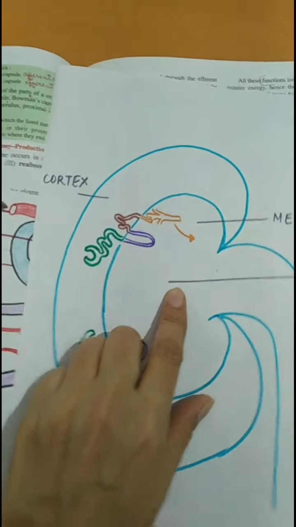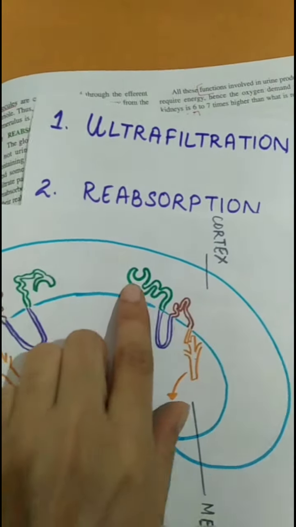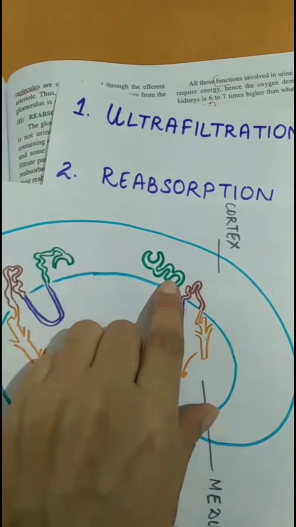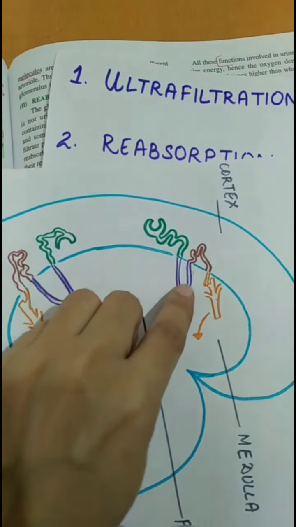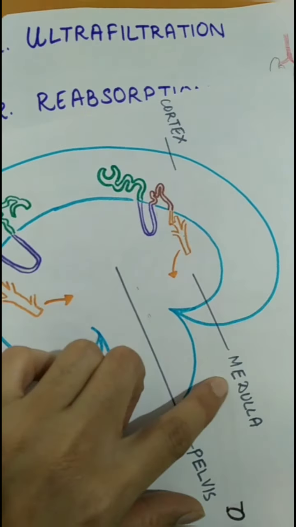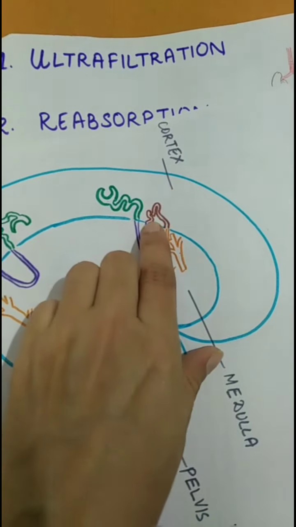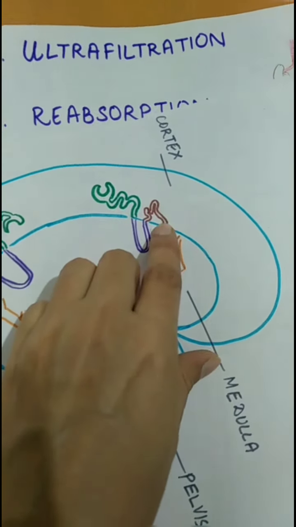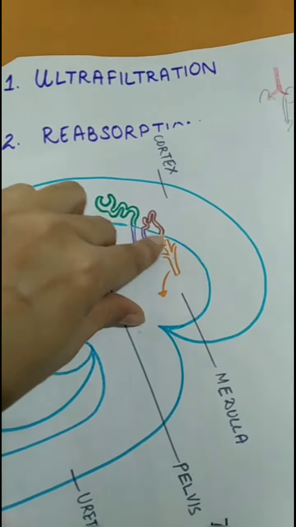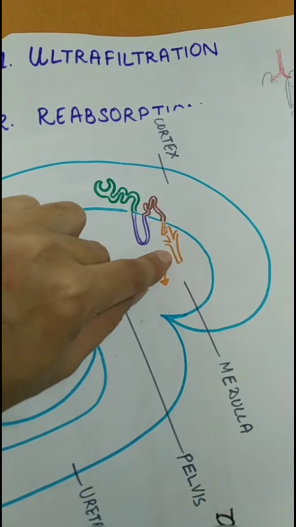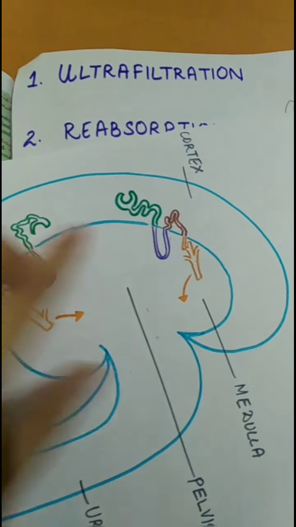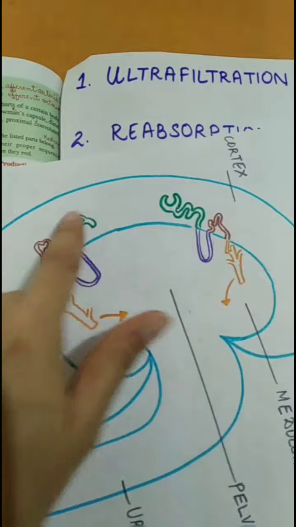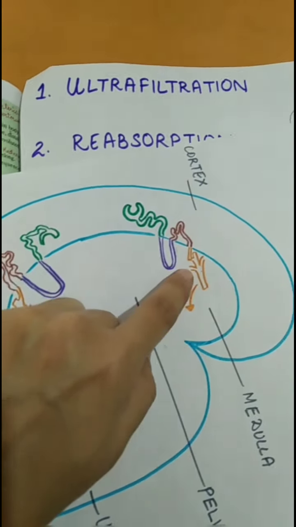One thing more that you need to know is that the Bowman's capsule and the PCT part of the nephron are present in the cortex of the kidney, whereas the loop of Henle is present in the medulla of the kidney, which then re-enters into the cortex and forms the distal convoluted tubule, which enters into the collecting duct, which are present where? In the medulla. So these collecting ducts receive the urine from the different nephrons present throughout this cortex, and they pour it into the pelvis.